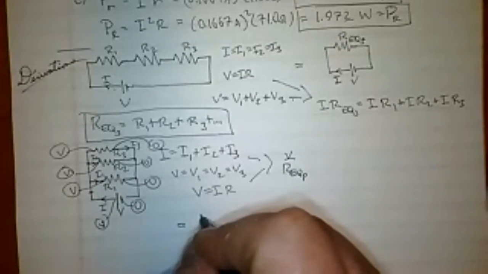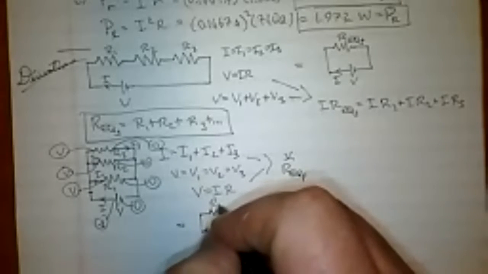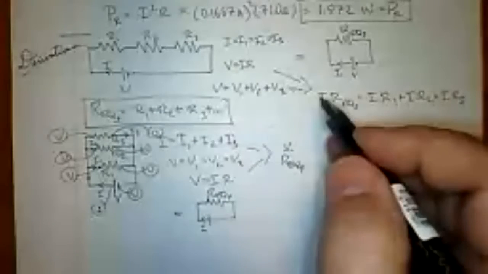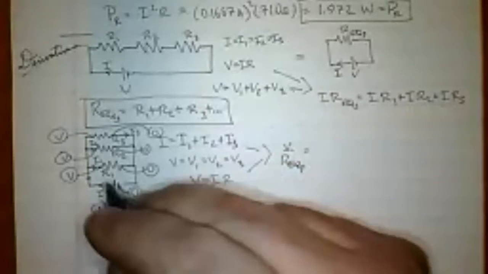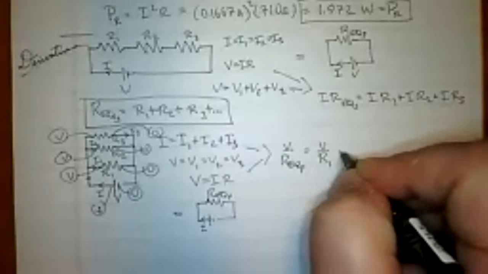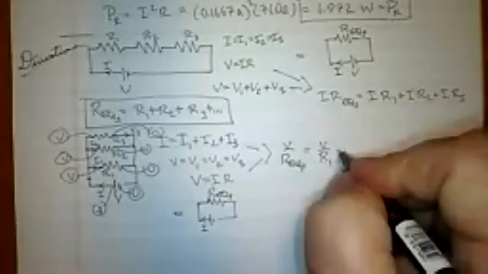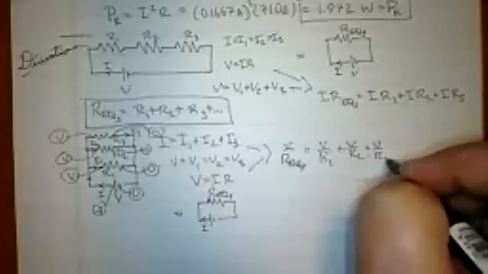the same current I, R equivalent P. So that's the equivalent circuit. So V over R equivalent is just I, which is what this part right here is. And since V1, the voltage across resistance 1, is just V as well, that's going to be V over R1, plus V over R2 and plus V over R3.